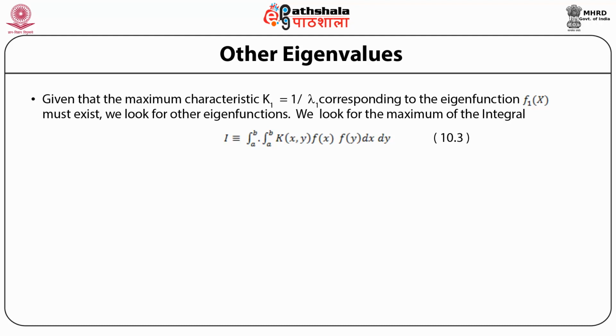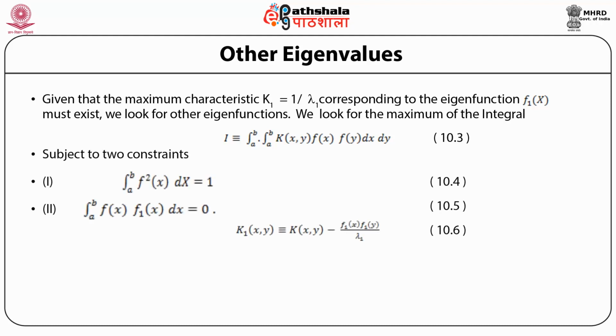So we have to maximize this integral subject to two constraints. Number one, that the integral of f squared dx from a to b is equal to 1. And number two, that the integral of f(x) f1(x) dx from a to b is equal to 0. That is, f is normalized and f is orthogonal to f1(x). We define a kernel K1(x,y) which is equal to the original kernel K(x,y) minus the product of the functions f1(x), f1(y) divided by lambda 2.